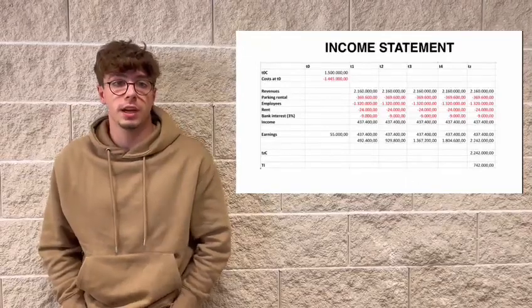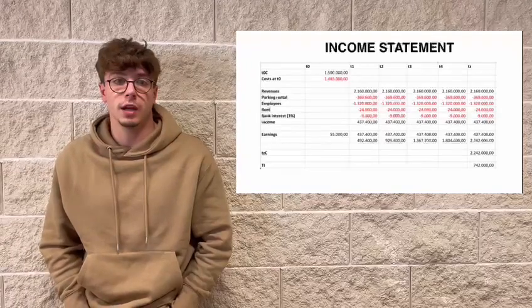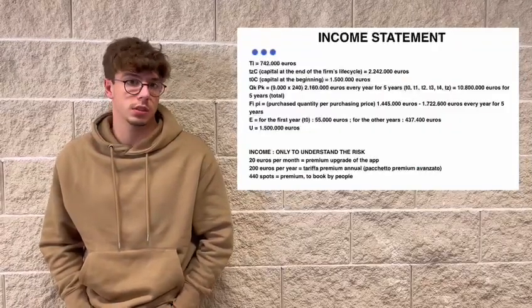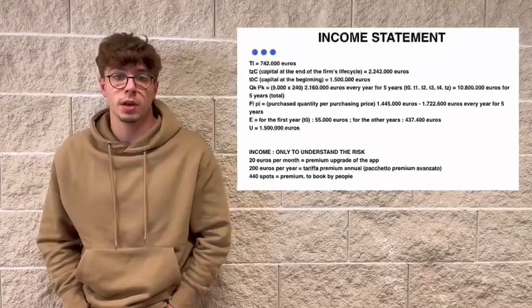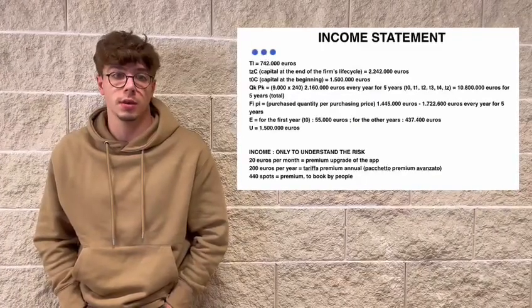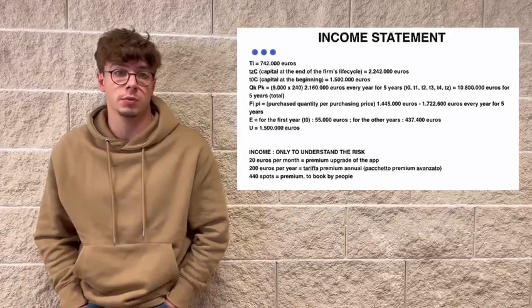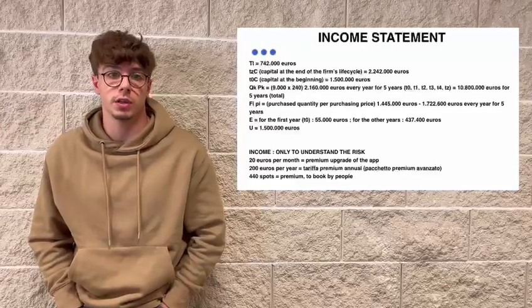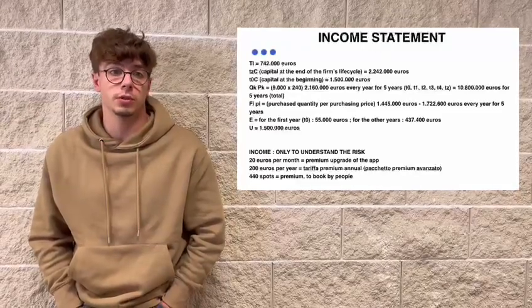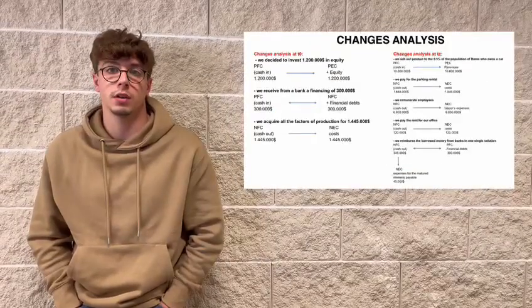We use this Excel file to solve these formulas, and here we can find all the earnings and all the costs, which are the red ones. Here we have all the numbers which represent the amount of money that we use to define the total income. Only to understand the rest, the premium version of the app will cost 20 euros per month, and we will give an annual premium pack for 200 euros per year. We will acquire 440 parking spots around Rome to guarantee the efficiency of the service.